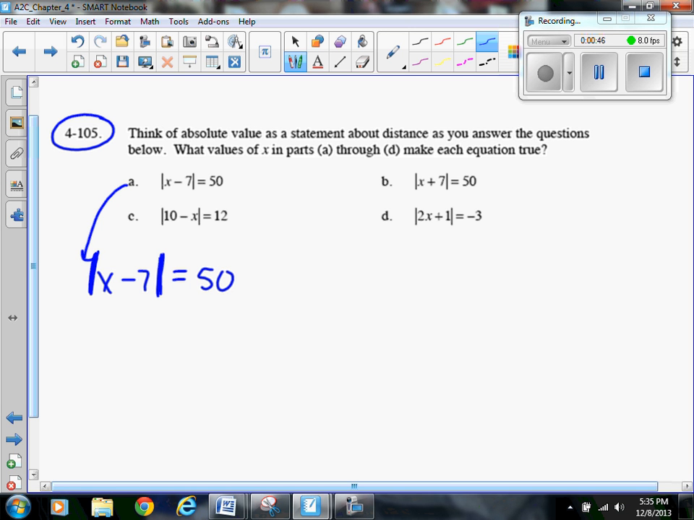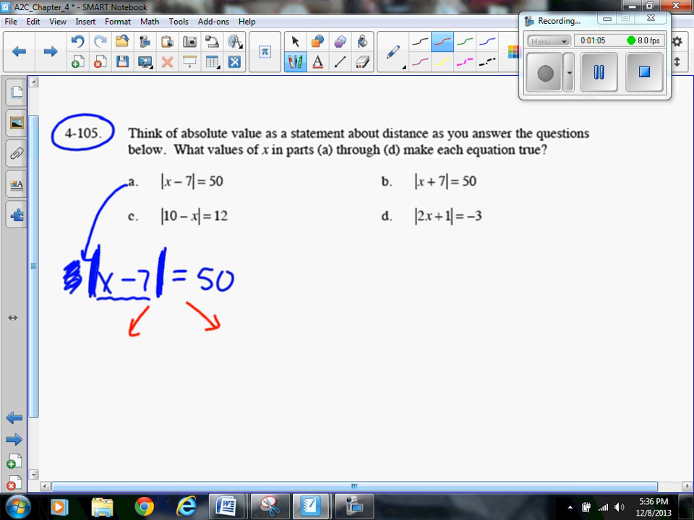I always treat this like a brick wall. Never, ever, ever go inside the brick wall and do anything. If there's a number out here, you never distribute inside that brick wall. You've got to leave this all by itself. It travels alone, and you can't change it. Once that absolute value is by itself, like all of these are, that's where you get two answers.